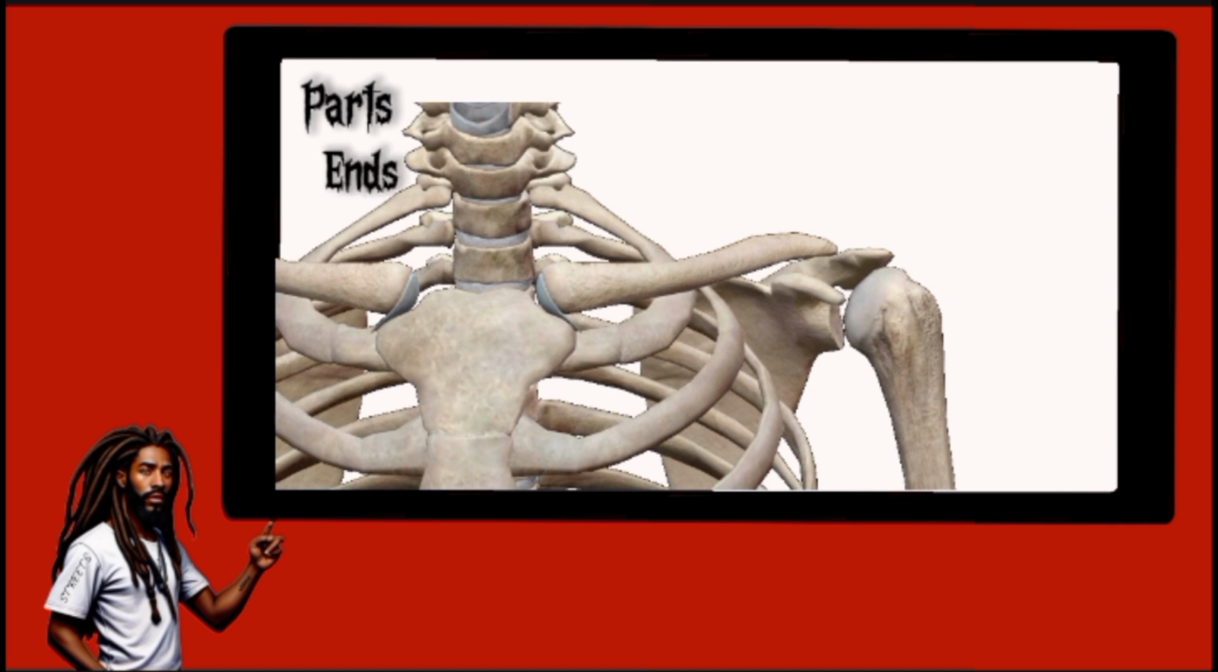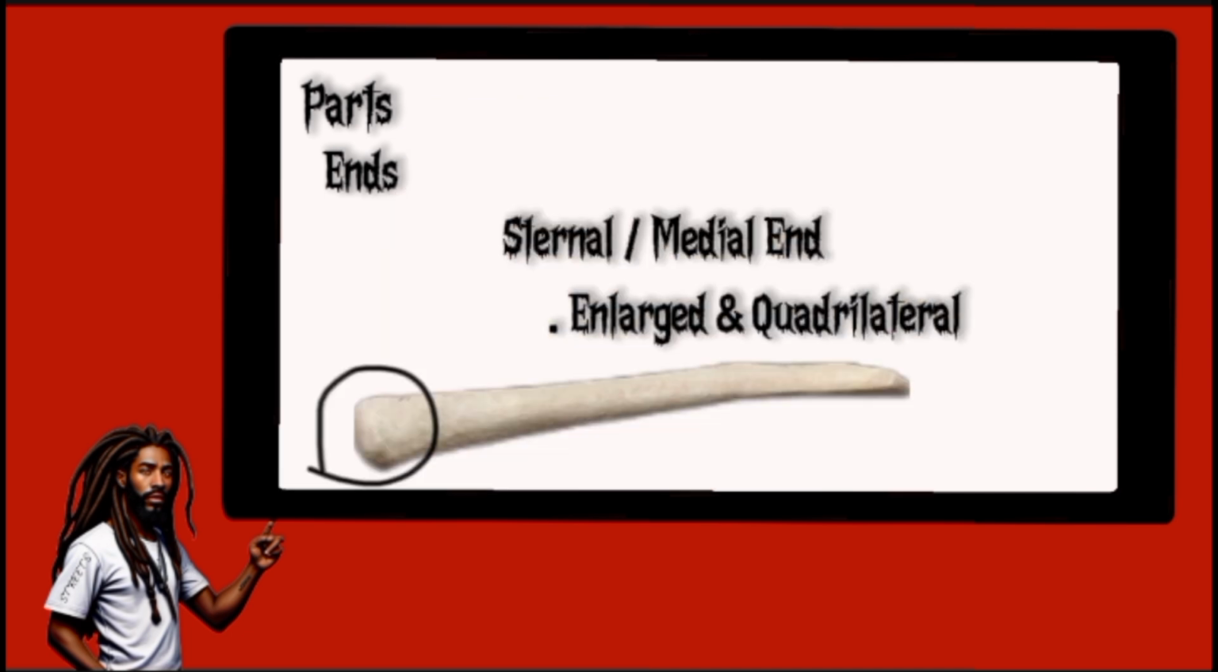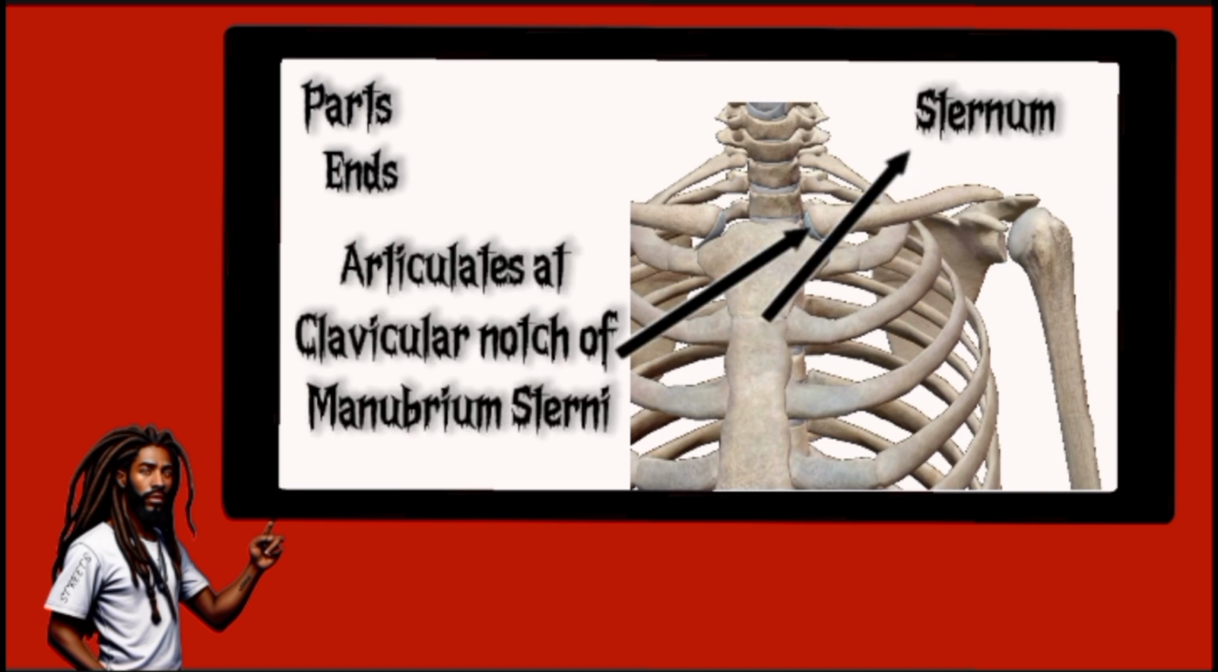The ends, we have the sternal end wey be the medial end. The end dey enlarged and quadrilateral, meaning say the end fat well and e con get like four sides. This end get small notch wey e dey use articulate with the sternum at the clavicular notch of manubrium sterni.